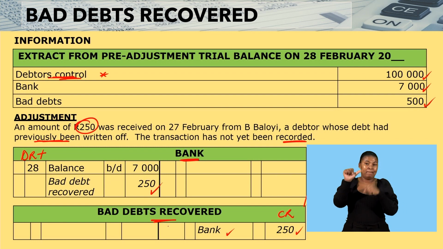Very important for you to note, the bad debts recovered will not affect your debtors control, but it will affect two accounts. Number one, bank. Number two, bad debts recovered.